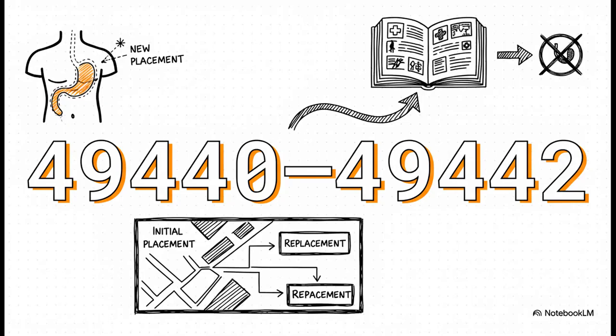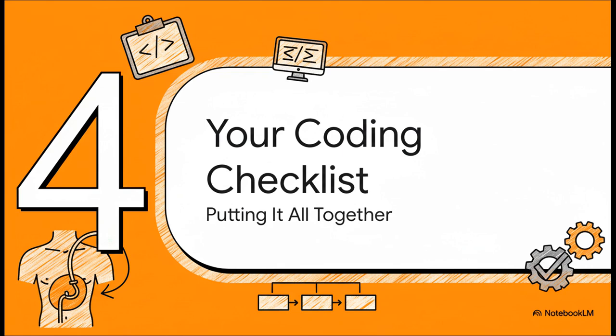And these are the codes we're talking about. For that new site, you're going to be looking in the 49440 to 49442 range. Now, notice how different those numbers are from the replacement codes. That one little detail, the location of the access site, literally sends you to a different section of the codebook. How wild is that?